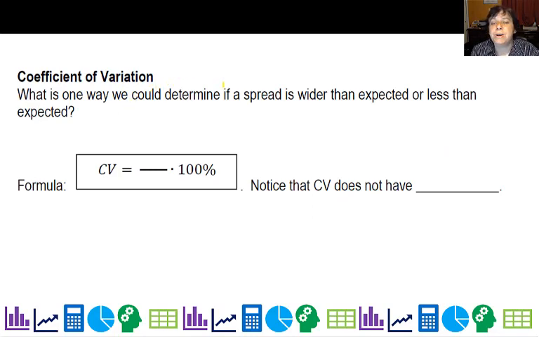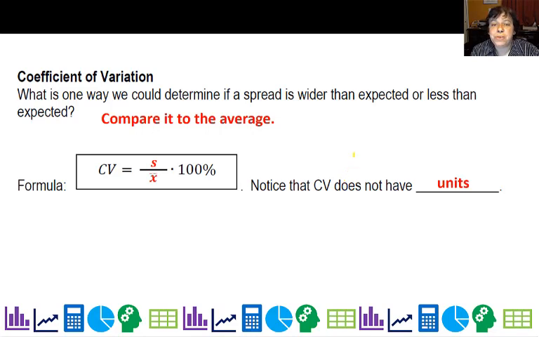We're just going to compare it to the average. How do we do that? We're going to take our standard deviation value and divide by x bar and multiply it by 100%. A coefficient of variation does not have units, and it's usually just done in percent.